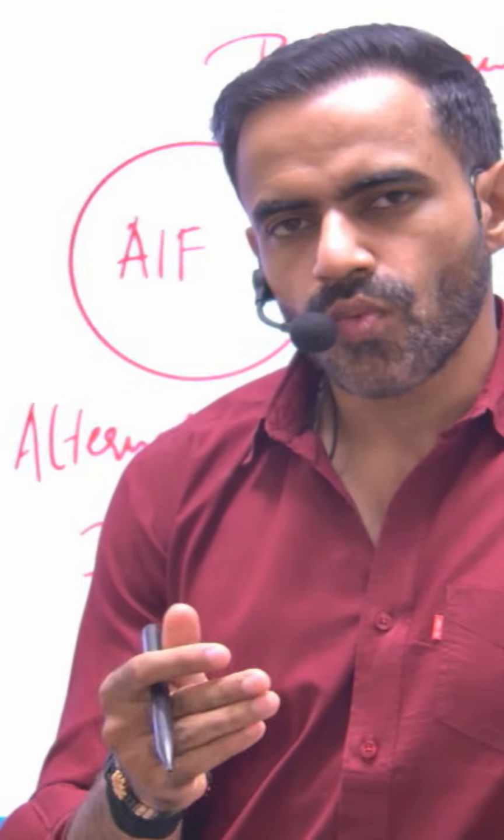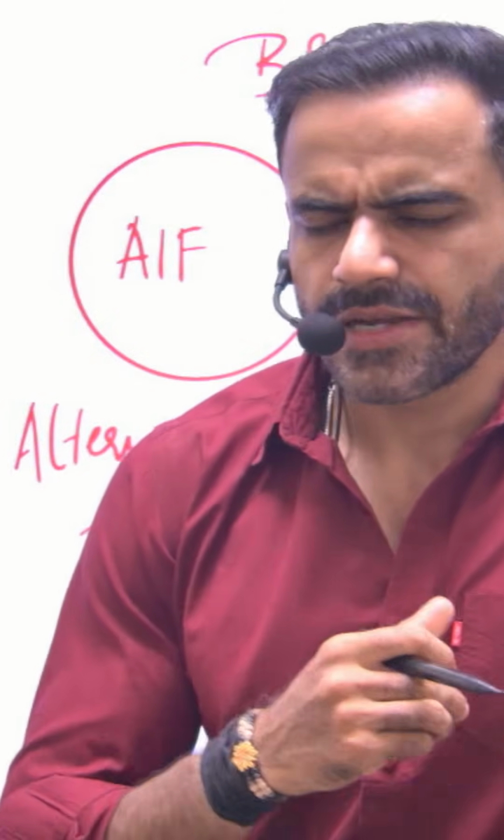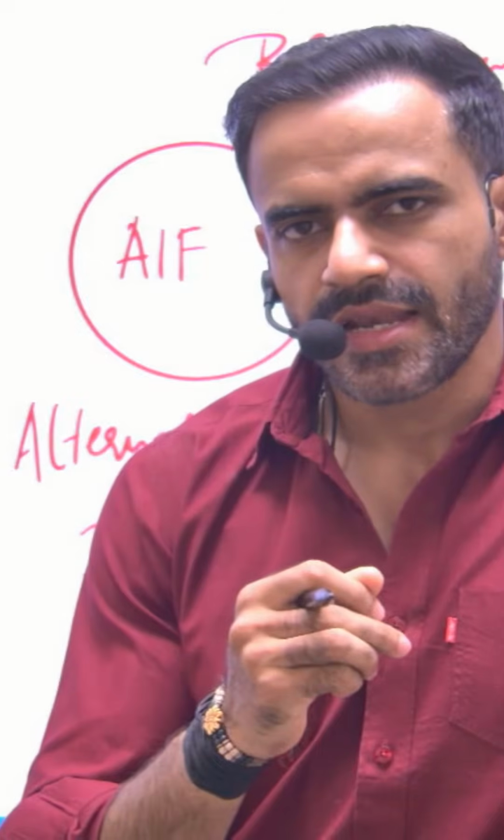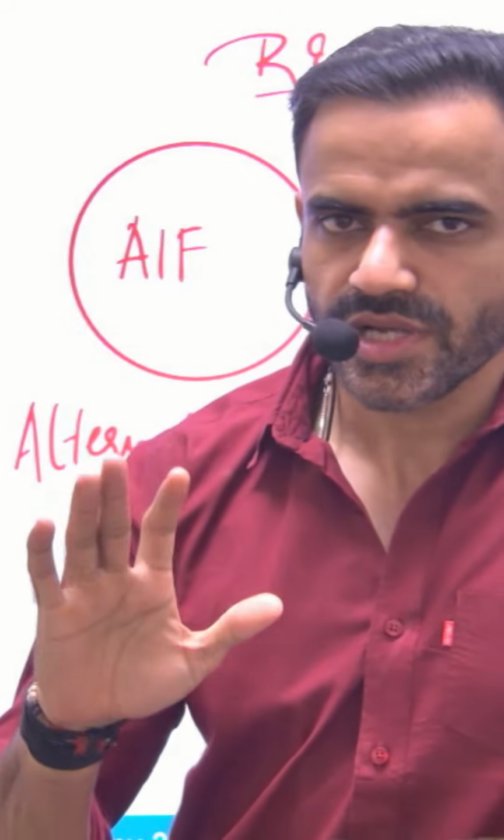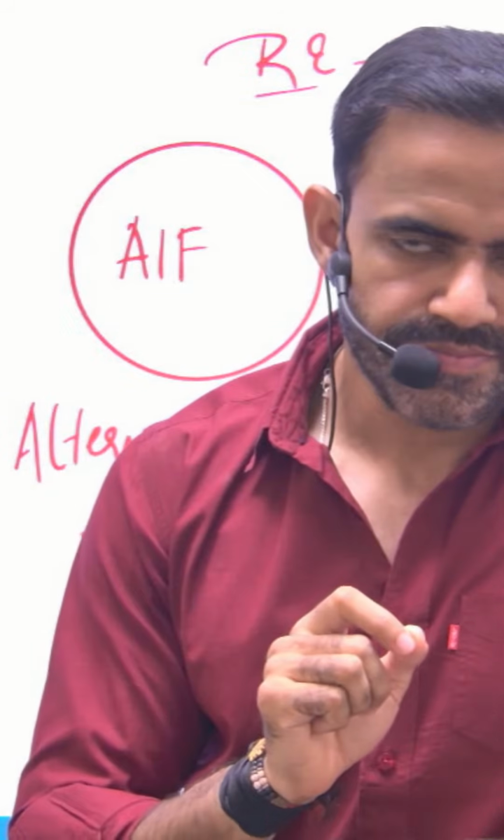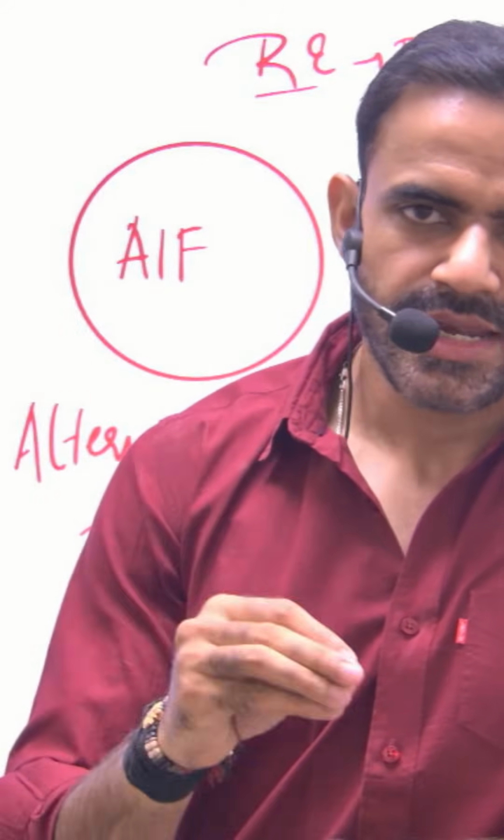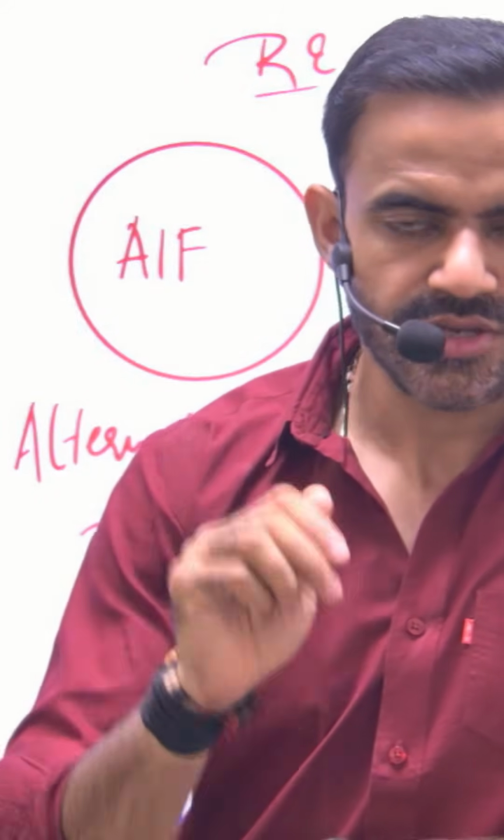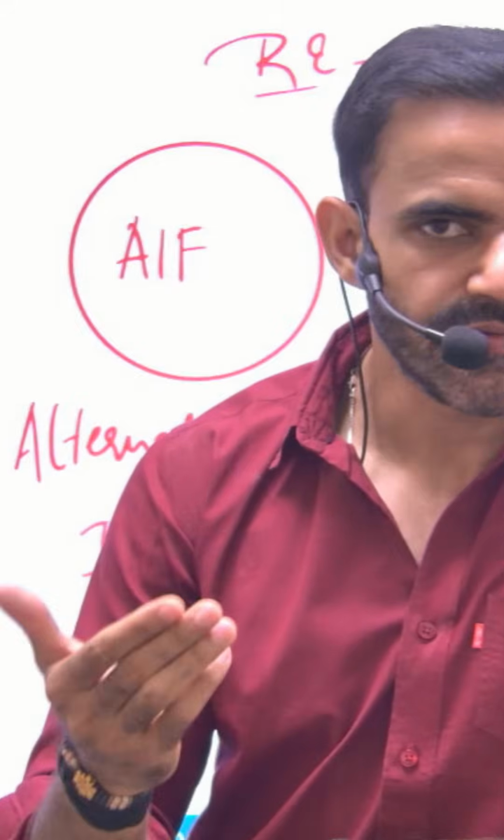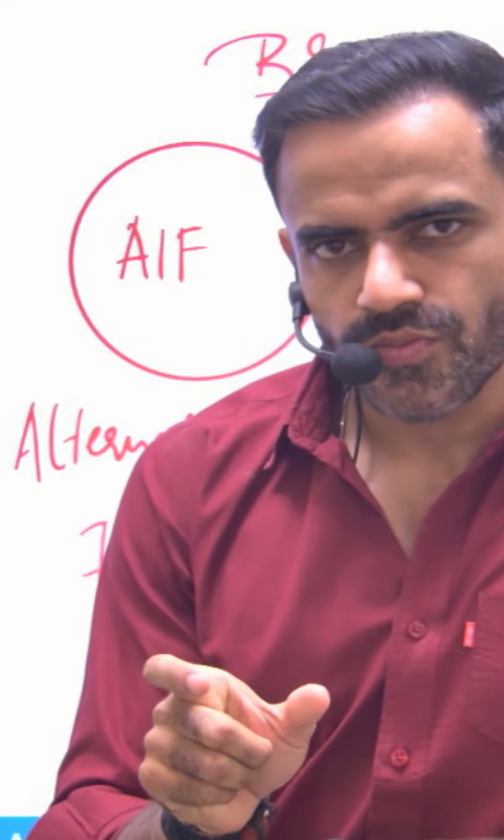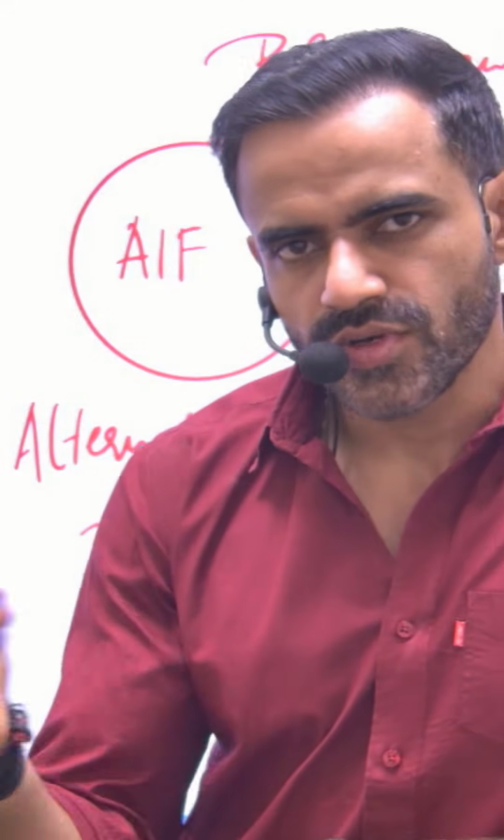Hello everyone. So what is an alternative investment fund? Let me give a very basic explanation. Let's say five people are there. They are coming together. They are pooling a fund. That simply means they are just contributing money into that fund. Let's say everyone contributed 100 rupees. Five people, 100 rupees each, 500 rupees are there.